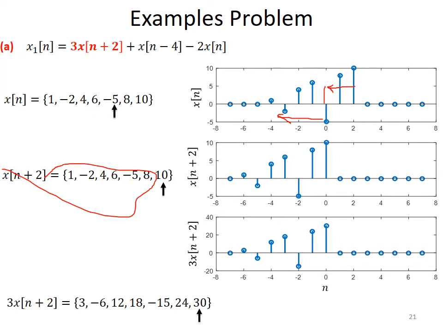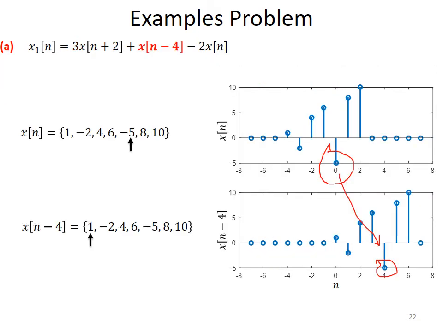And then we have to multiply this sequence by 3, so each sample would be multiplied with 3. So 1 will be multiplied with 3, minus 2 would be multiplied with 3, and so on. Now this is the result of 3x of n plus 2. Similarly, we will find out x of n minus 4 and then minus 2x of n, and then we can add all these together.